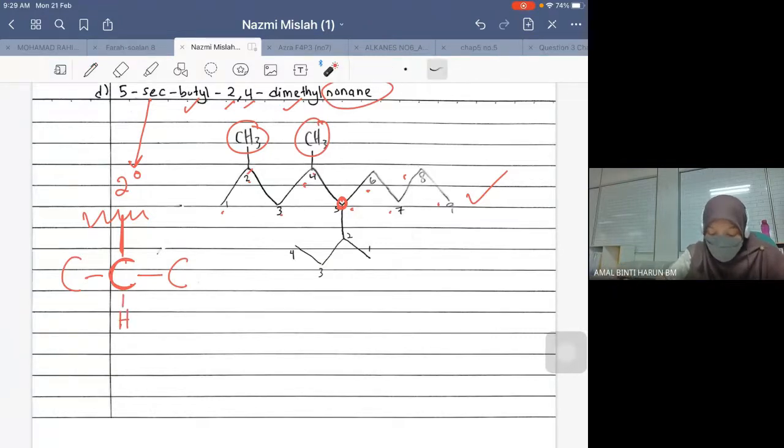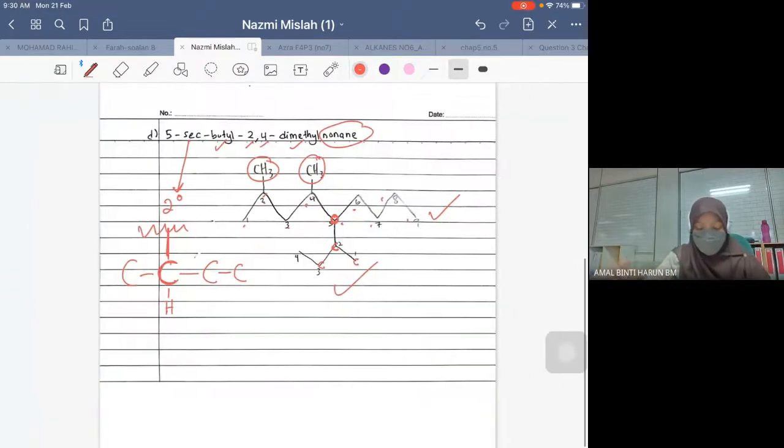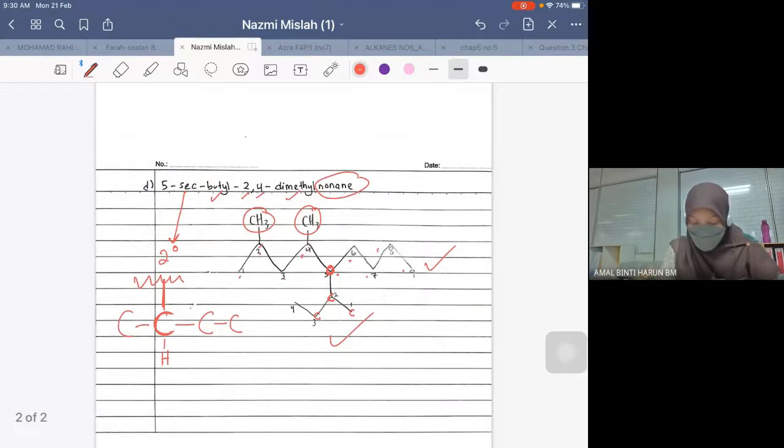I repeat. This is the carbon of the substituent that is attached to the parent. So this carbon must be secondary carbon. And then to be secondary carbon, it must attach to 2 carbon. 1, 2. Not including this one. Okay. So sekarang kita dah buat 3 carbon. Another one, the 4th carbon is located, either you nak letak sebelah kanan sekali atau kiri sekali, tak ada masalah. So this is the sec butyl because it is connected to two carbon. Okay. So the structure is correct. Okay, thank you, Nazmi.